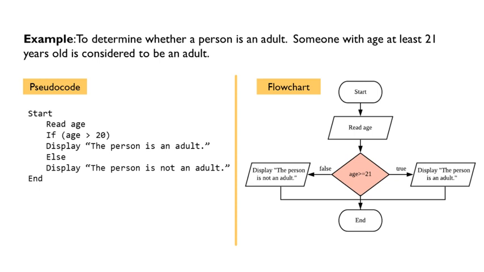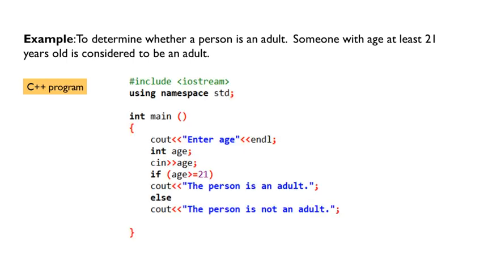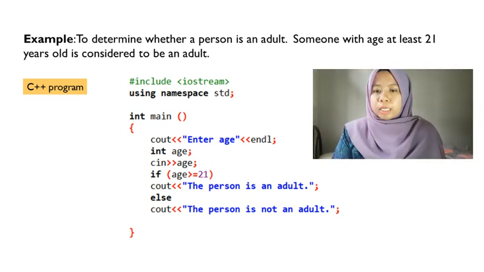Okay, next we're going to look at the C++ program example to determine whether a person is an adult or not. I already show you the C++ program. You can try it yourself at home using the Dev C++ compiler. We focus on the body itself. I want the person to enter their age, and then we declare the age using an integer variable.